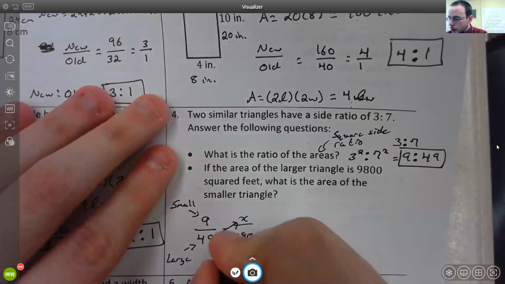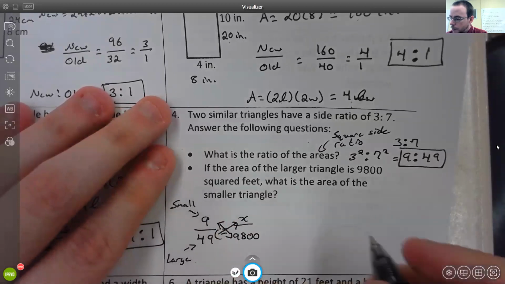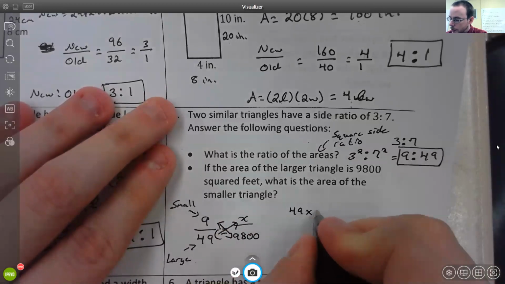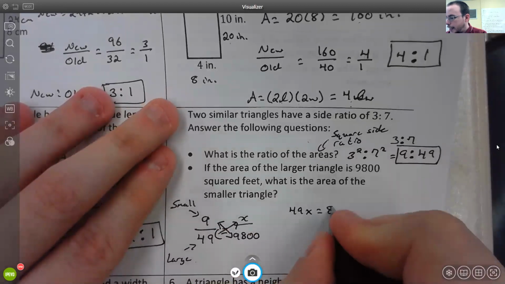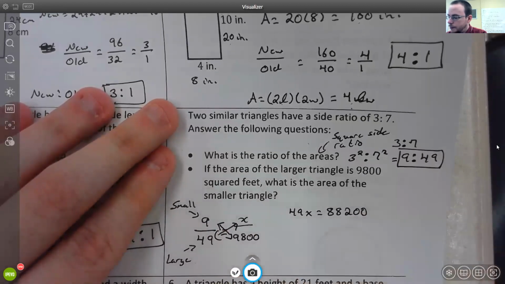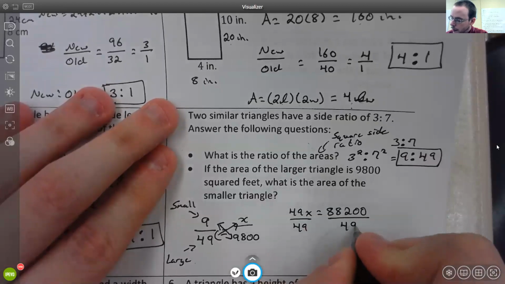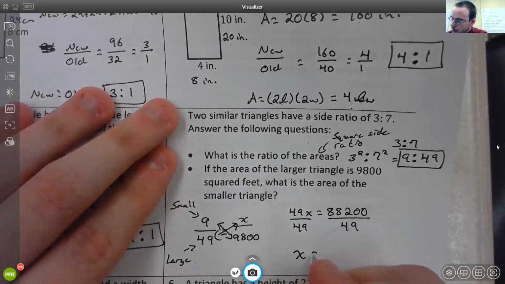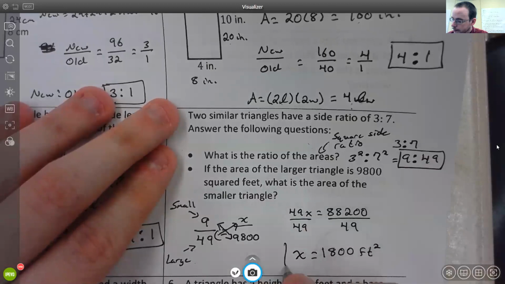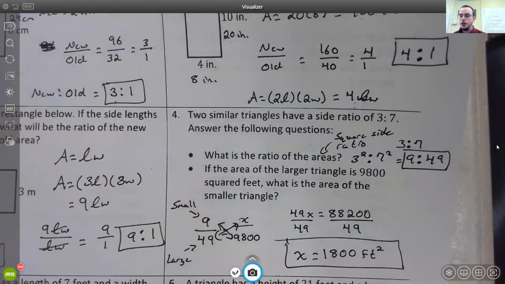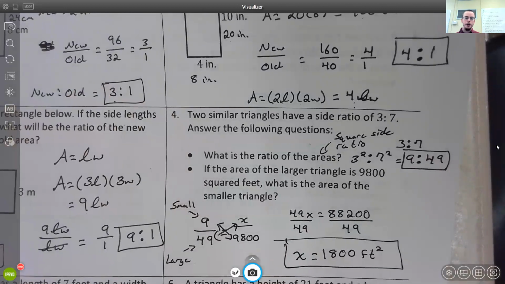So we're going to cross multiply to solve this proportion, and we get 49x equals 882,000. Divide both sides by 49, and we get x is equal to 1,800 feet squared. So that would be the area of our smaller triangle.